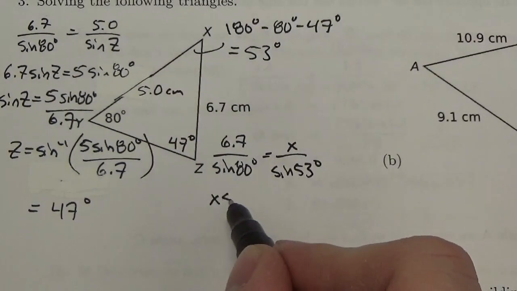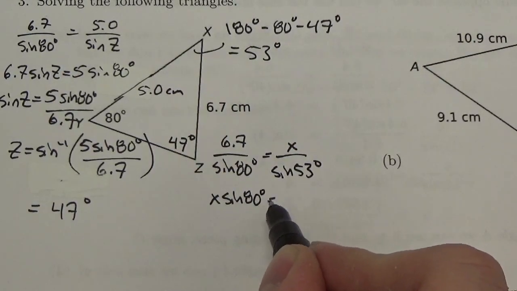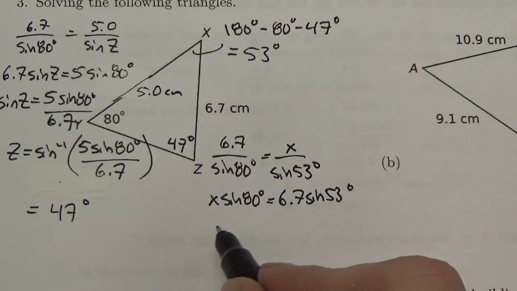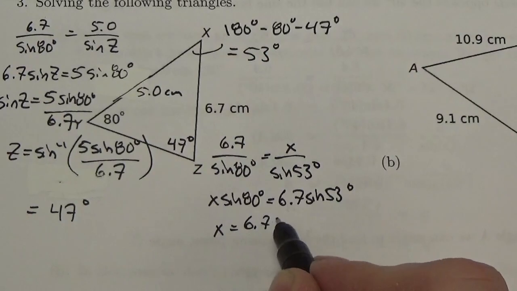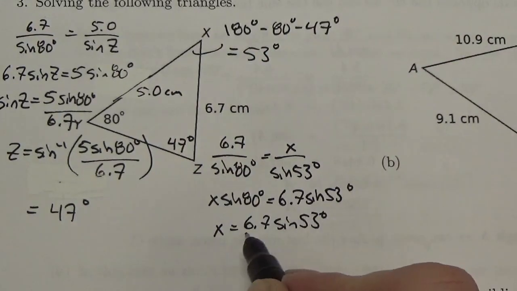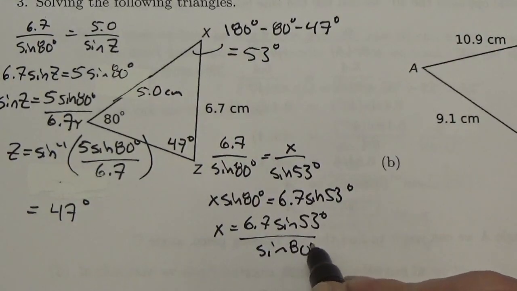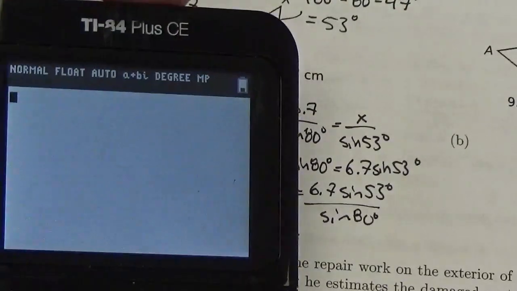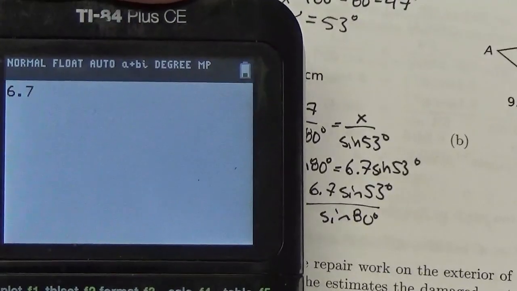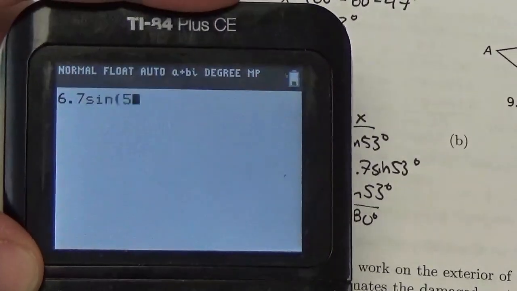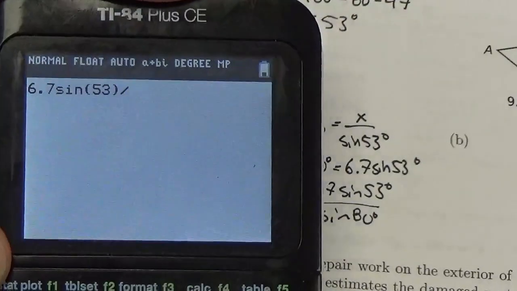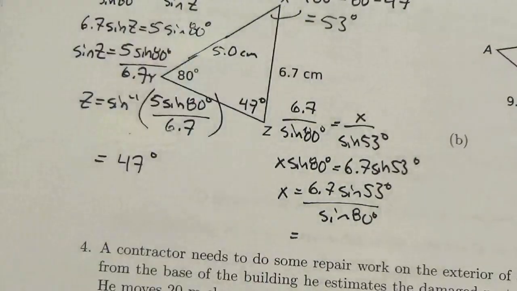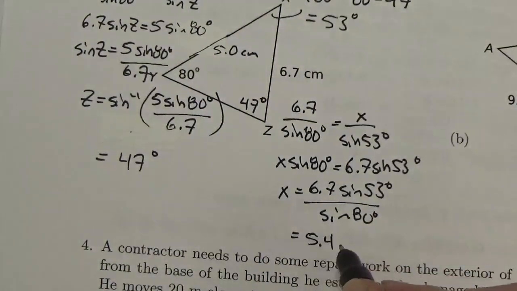Anyway, this will be x multiplied by the sine of 80 degrees is going to equal 6.7 multiplied by the sine of 53 degrees. So x is going to equal 6.7 sine of 53 degrees divided by the sine of 80 degrees. And so x, when I enter that in, 6.7 sine of 53 degrees divided by the sine of 80, and I get 5.4 centimeters.